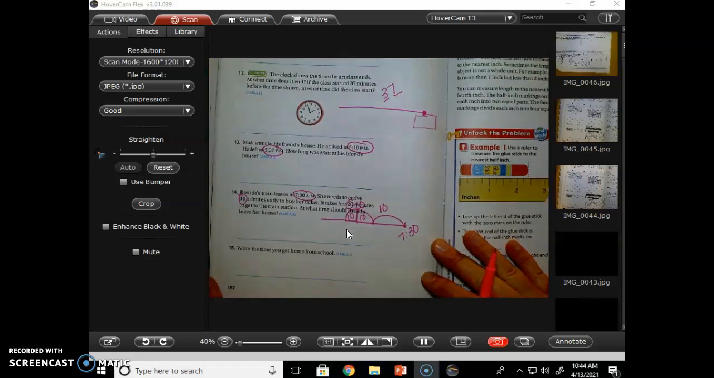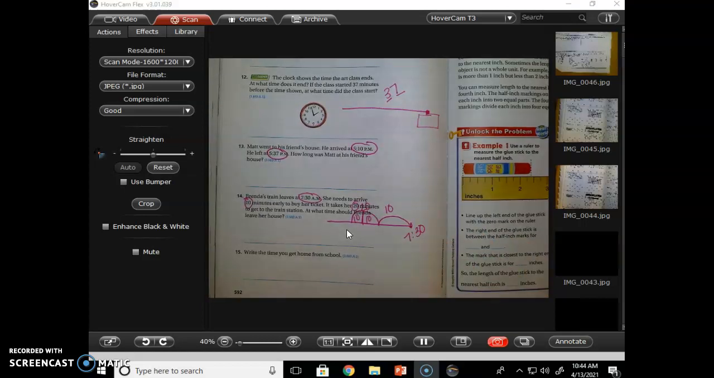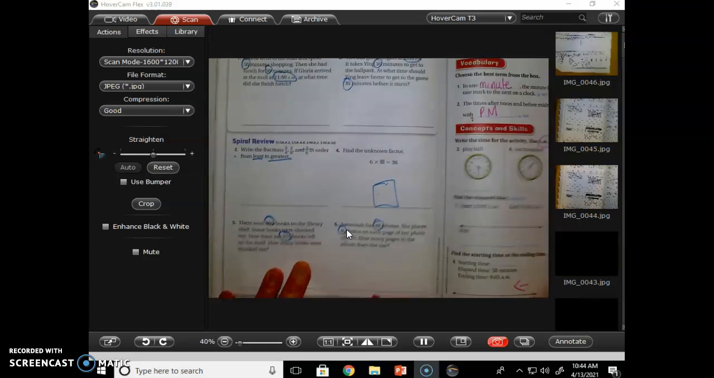Then number 15. Write the time you go home from school. Think about what time does our bell ring, boys and girls. You're going to write it right there. Okay, when you are done with that, I want you to tear that right out and put that in your folder to come back to me to be graded, okay?